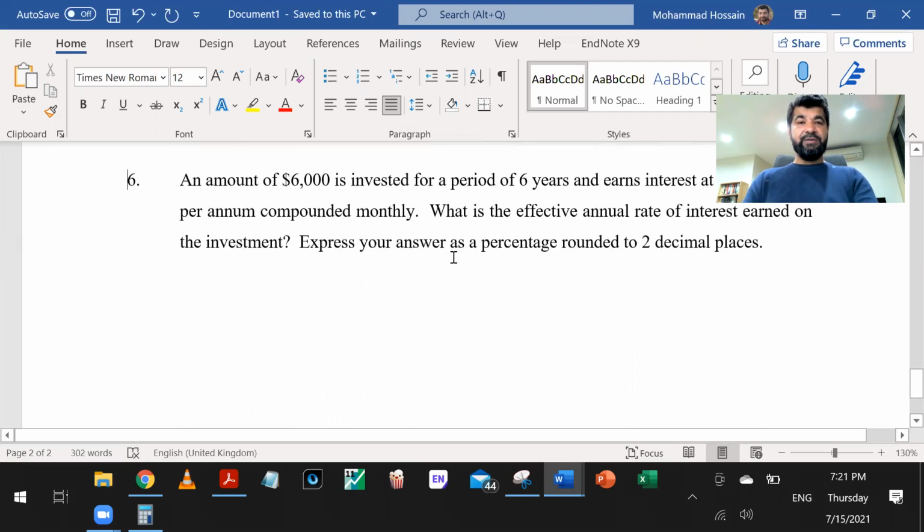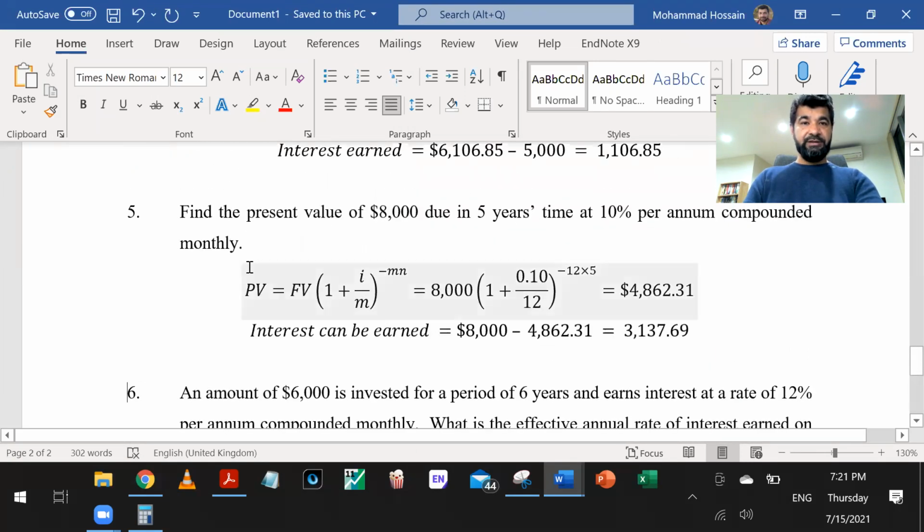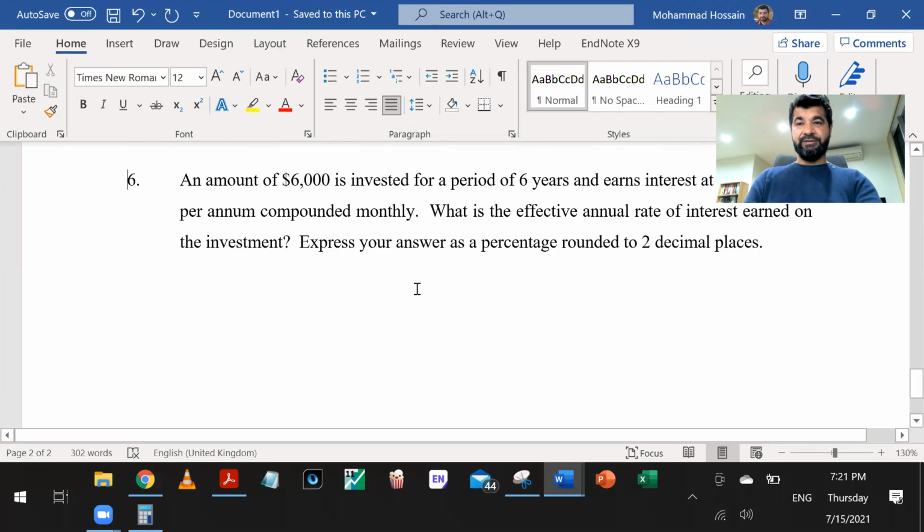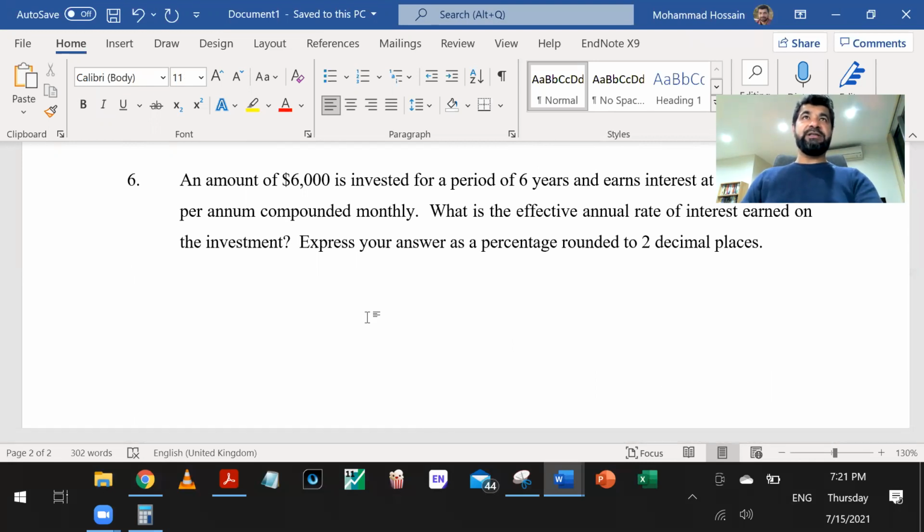All right, done. That's number 5. Number 6, the last question here. An amount of 6,000 is invested for a period of 6 years and earns interest at the rate of 12% per annum compounded monthly. What is the effective annual rate of interest earned on the investment?